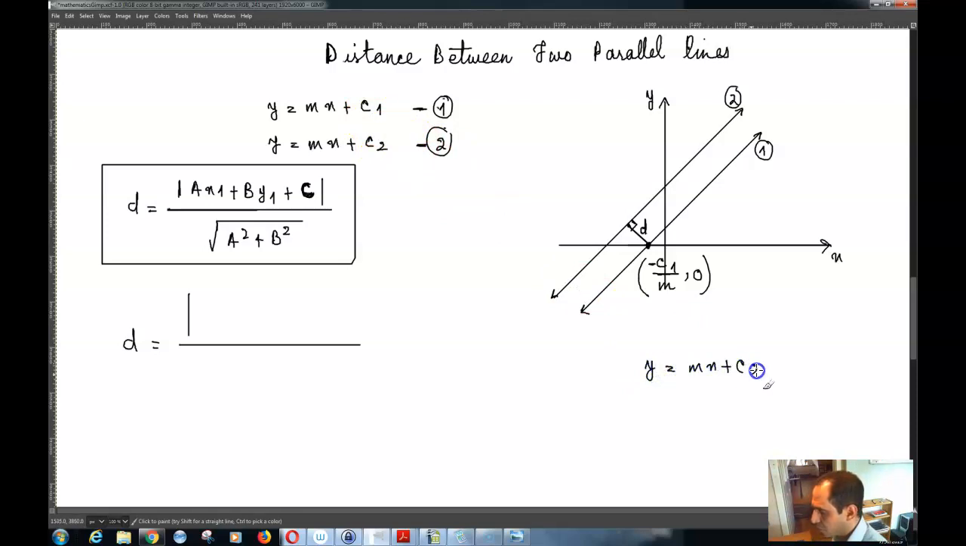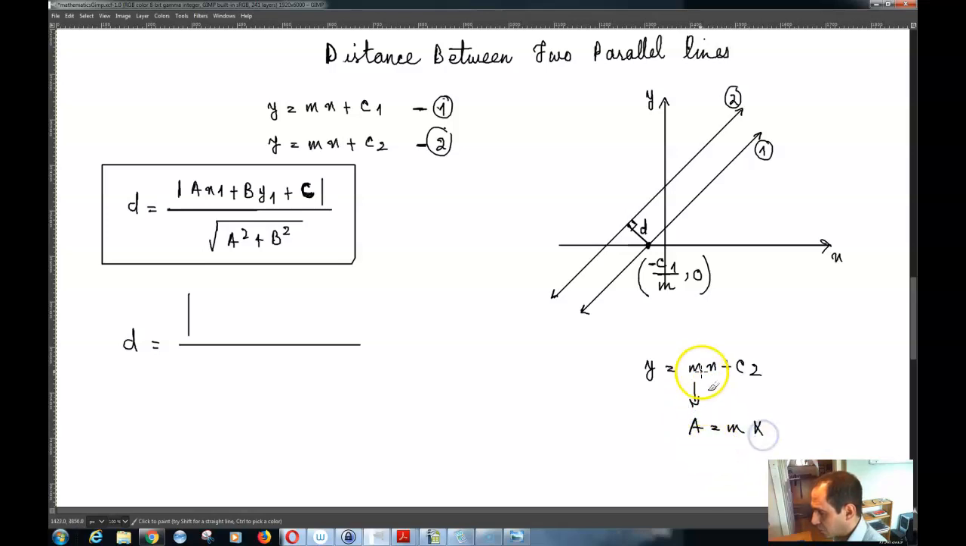I need to write it in general form, because the a, b, and c that you see over here refer to the general form of the line. You cannot write it like this. For example, suppose that I know that the coefficient of x is a. Now that I have written my line in this configuration, I cannot conclude that my a is equal to m.